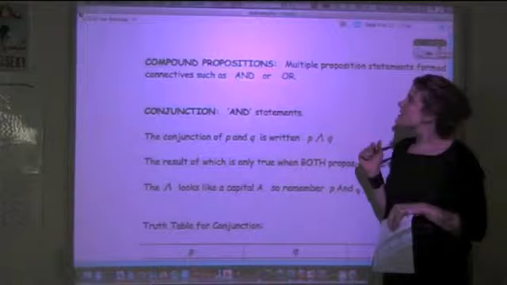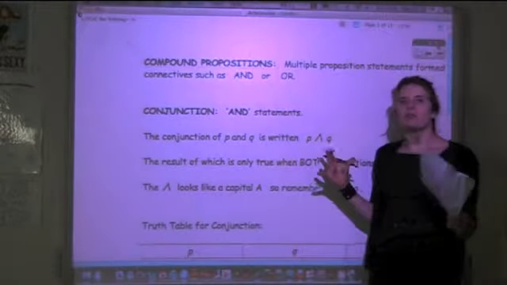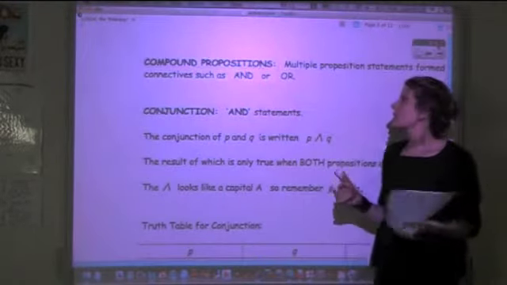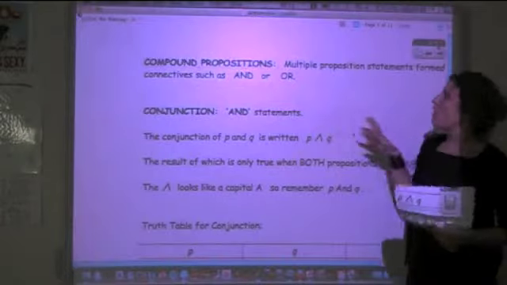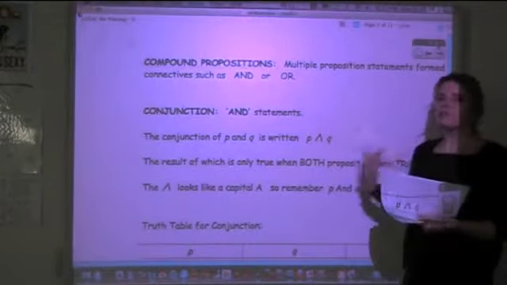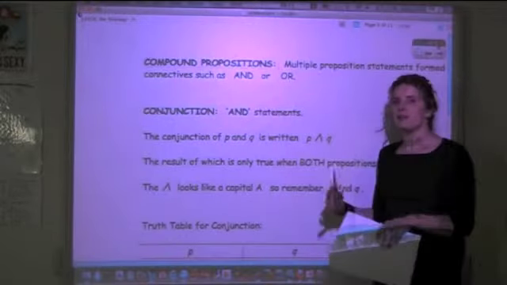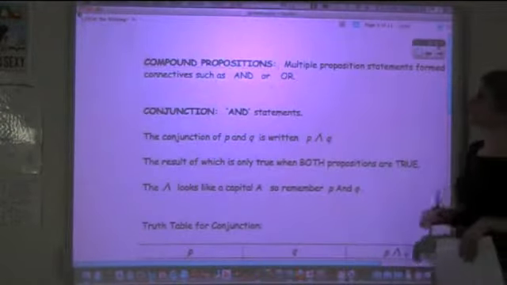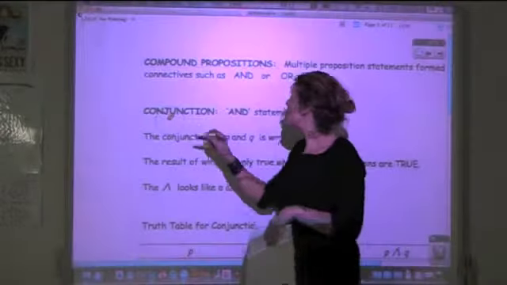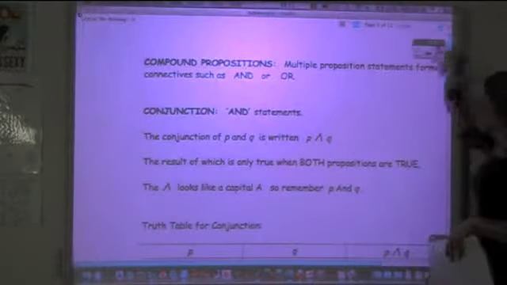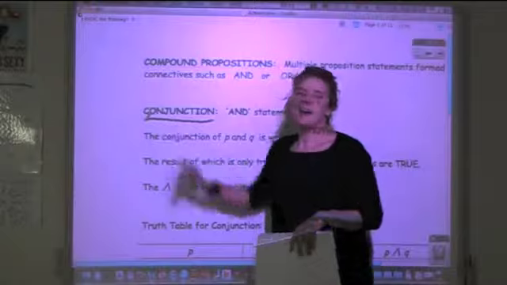We've talked about a single proposition, but more often than not, we've got more than one to deal with. And so we're moving into the field of compound propositions. And they're normally joined up with connectives such as and or. So we're going to have a look at those. The first one we're going to talk about is the conjunction. The conjunction, and that's the and statement.